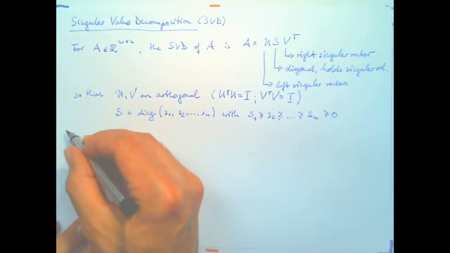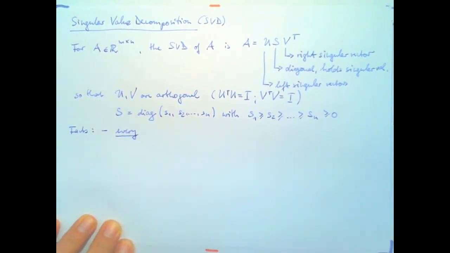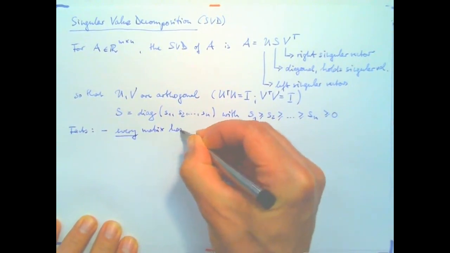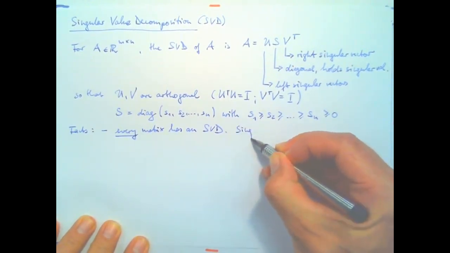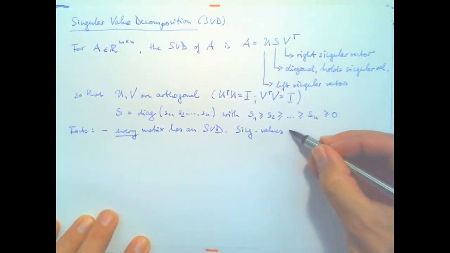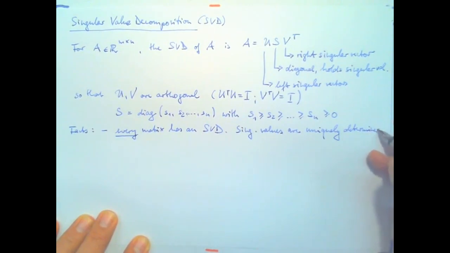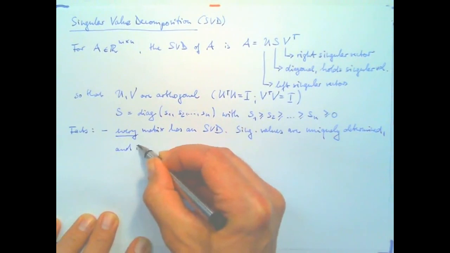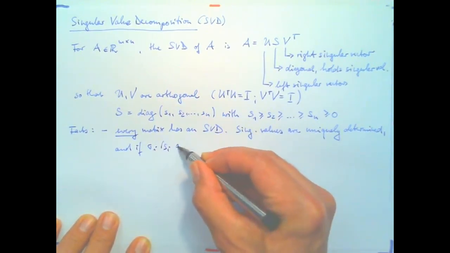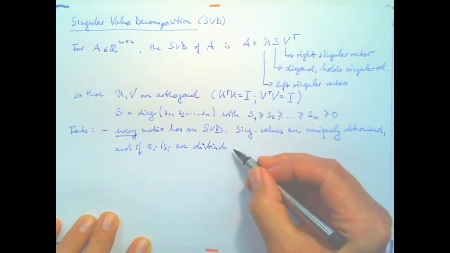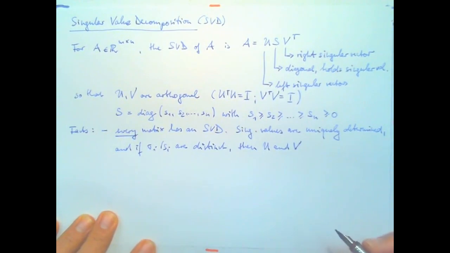Now, a couple of useful facts. Firstly, every matrix has a singular value decomposition. And one can prove that the singular values are uniquely determined. And if the singular values are distinct, so that is, if there's no degeneracy, then also U and V, the left and right singular vectors, are uniquely determined.